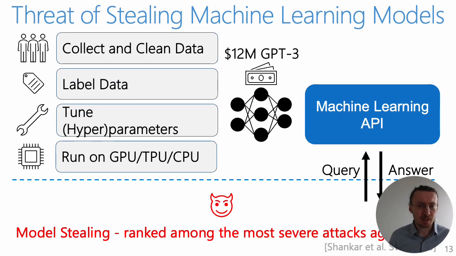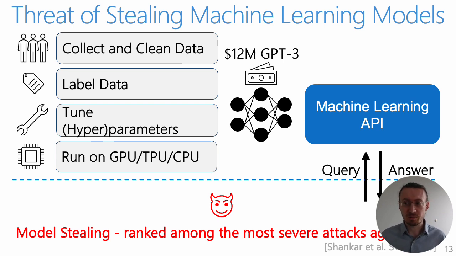So let's go back to the setup where a user queries the API and receives the answers. The problem is that the querying party might be malicious, with the goal of extracting the model behind the ML API. Model extraction is possible because the answers to the queries leak information about the model.